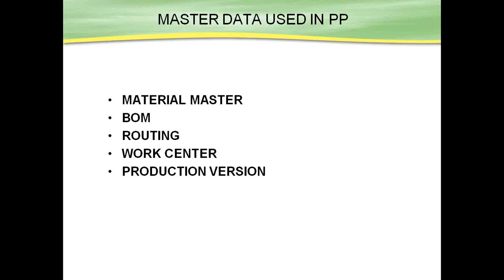So this is a list of master data used in PP. First master is my material master, which is common for all. Then second is my bill of material, we call it BOM. Third is my routing. Routing is a list of activities to be performed to get a particular product. Then work center. Work center is a station where we'll perform our actual production. Then production version. Production version is used to control the assignment of bill of material and routing to the production order. We'll see that in detail.